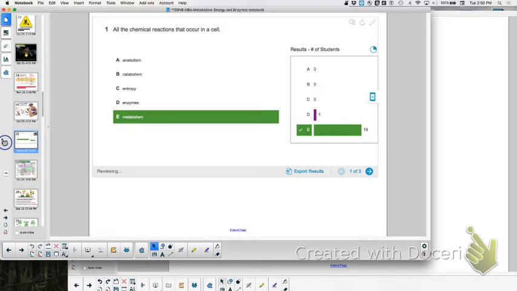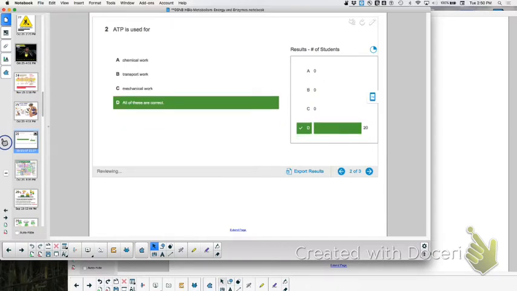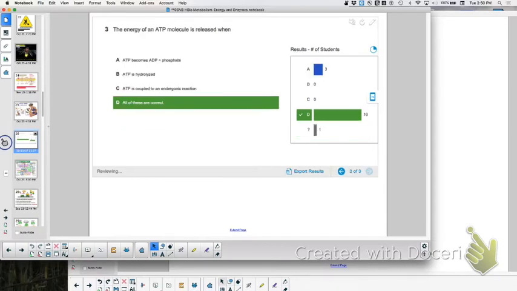All the chemical reactions that occur in a cell is called your metabolism. Enzymes just help you do them. Number 2. Yay! The energy of an ATP molecule is released, all 3 of these. ATP becomes ADP plus phosphate. ATP is hydrolyzed. ATP is coupled with an endergonic reaction.